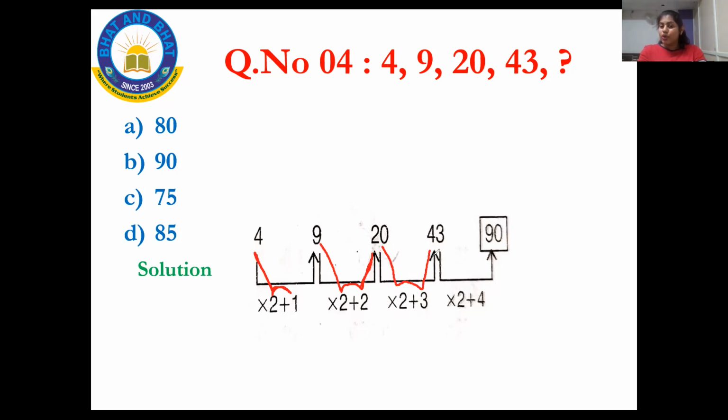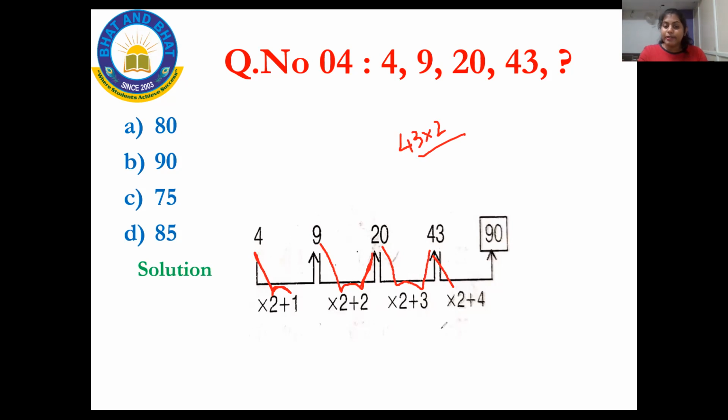Now 43 into 2. What is the answer? 86. 86 plus 4. You may ask now, ma'am, why should I add 1, 2, 3 only? 1, 2, 3, 4. It is a continuous series.